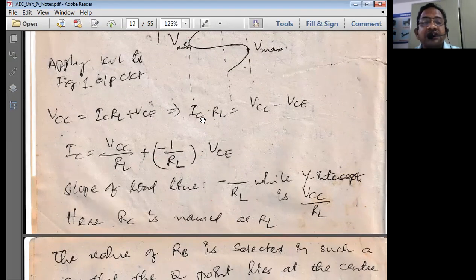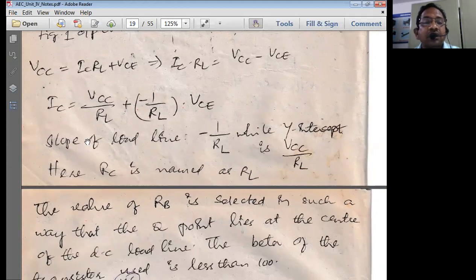So I can write IC is equal to... RL will simply come into the denominator of this right hand side part. So I can have VCC by RL plus minus 1 by RC into VCE. So here we are going to get the slope of the load line going to be equal to minus 1 by RL. What is the meaning of minus 1 by RL? The slope is nothing but decreasing slope. If it is plus 1 by RL, we call it as increasing slope. If it is minus 1 by RL, we simply call it as a decreasing slope.